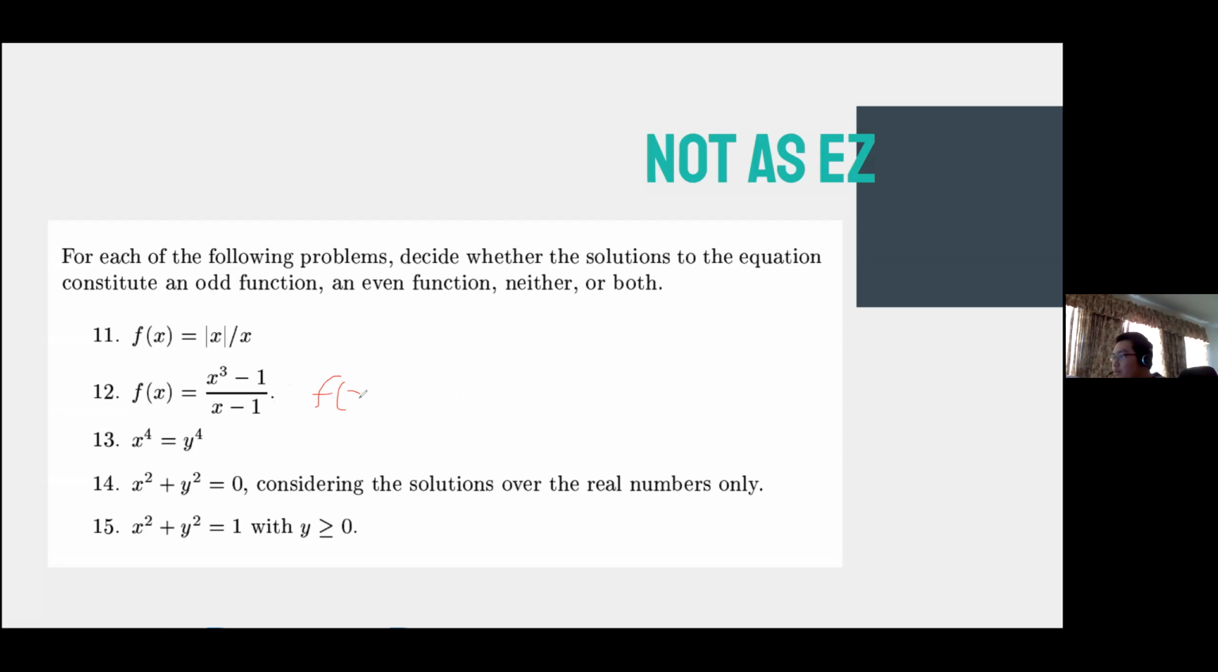Anyhow, so 2 cubed. So f(2) is equal to 2 cubed minus 1, 7. No, wait, 8 over 1, it's just 8, I think. No, it's 7. I'm very good at basic arithmetic, as you can see. But if you take f(-2), negative 2 cubed is negative 8, minus 1 is negative 9, over negative 3, which is negative 3.